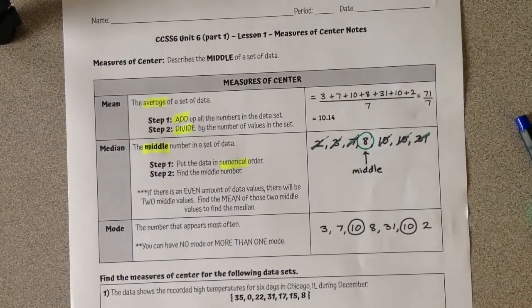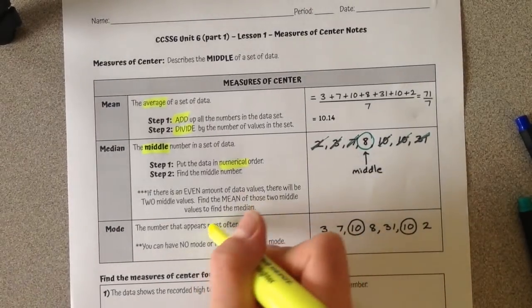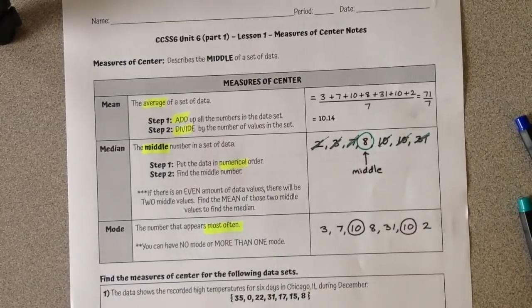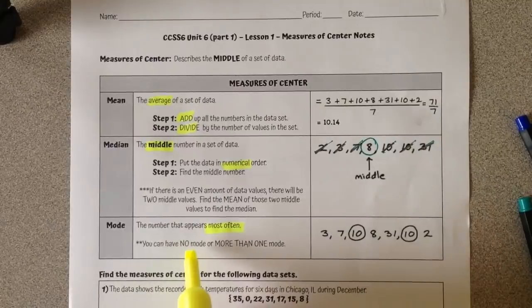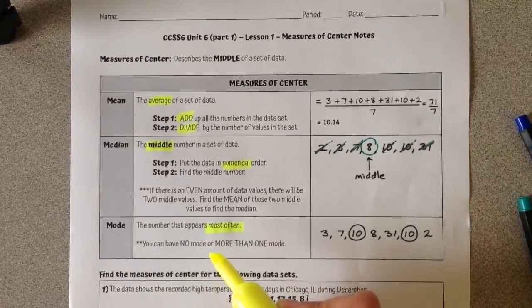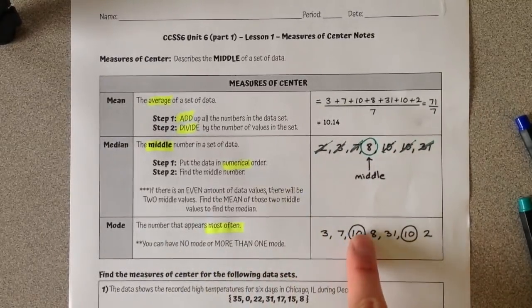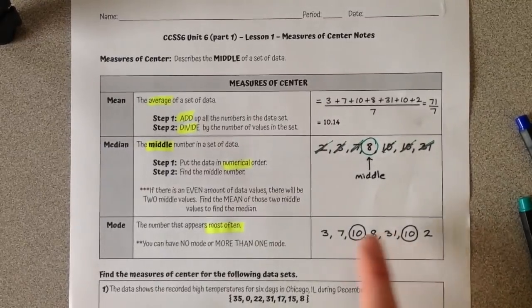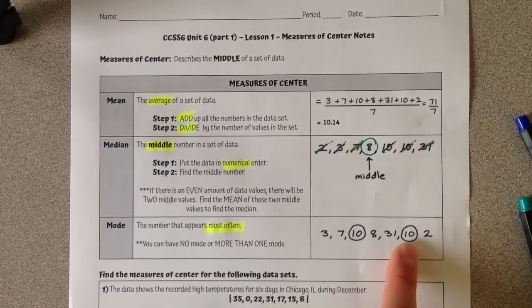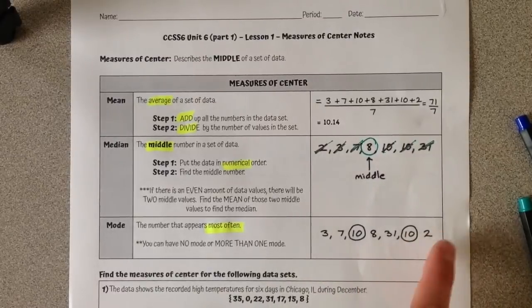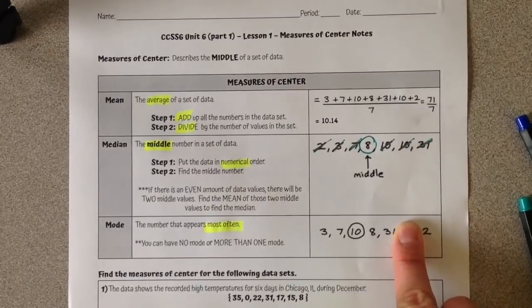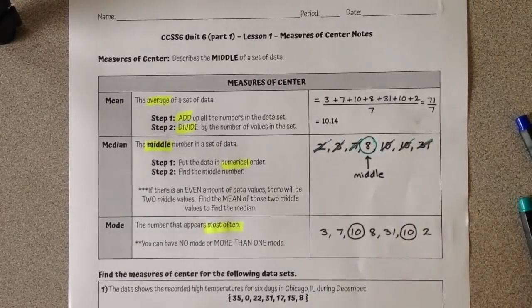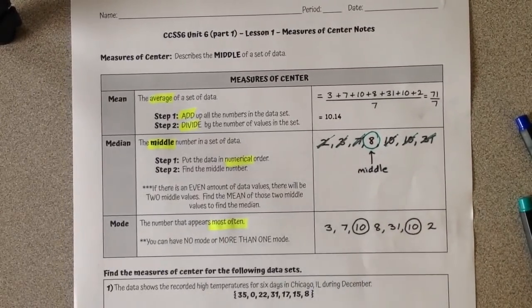Mode is the number that appears most often. So that's another measure of center, finding the number that appears most often. This can be kind of tricky because there can be no mode or there can be more than one mode. In this set of data that we're working with, 10 is the mode because we see that number twice and no other number is listed twice. If 8 was also listed twice, we would have 2 modes, 10 and 8. If this 10 wasn't here, we would have no mode because all of the numbers are listed once.